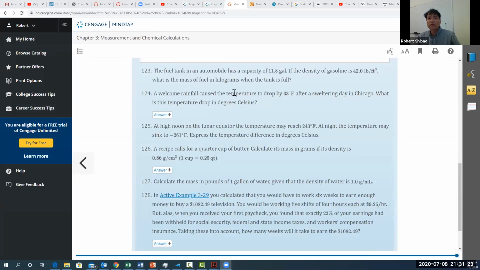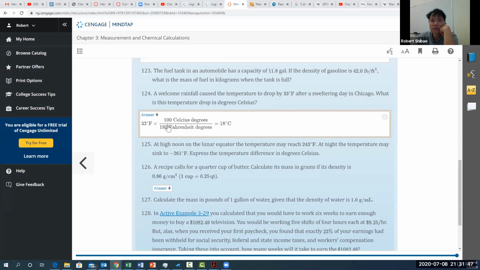A welcome rainfall caused the temperature to drop by 33 degrees Fahrenheit after a sweltering day in Chicago. What is this temperature drop in degrees Celsius? Now this is a delta T, not a T. And so we don't have to worry about the offset there. We just have to compare the size of the degree. And so we don't use that algebraic equation. We use the conversion factor.